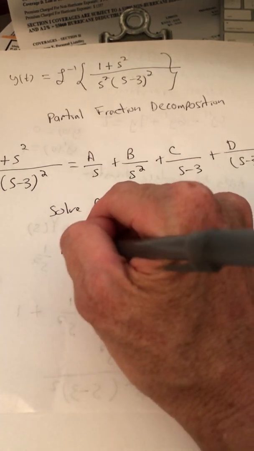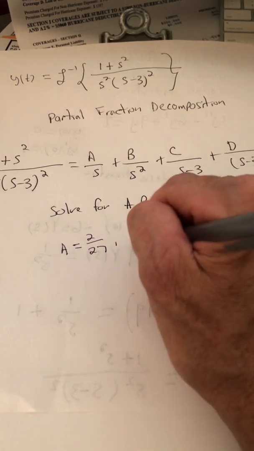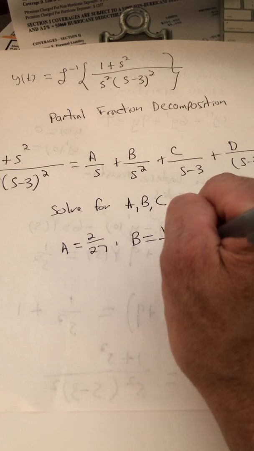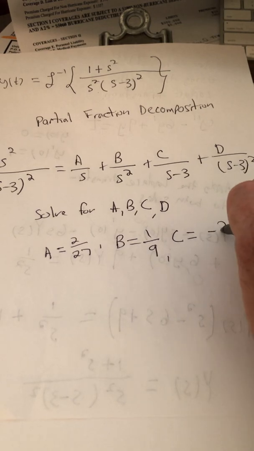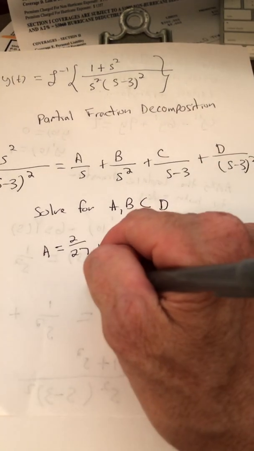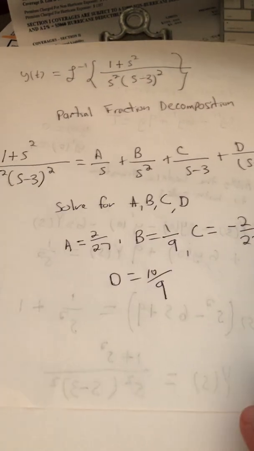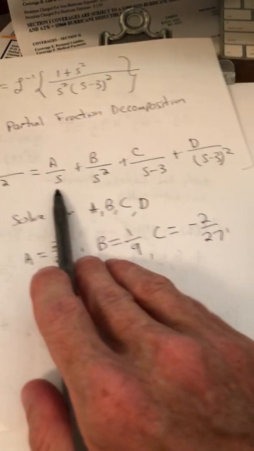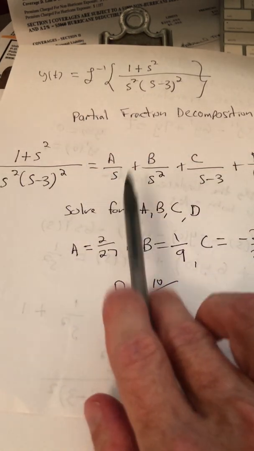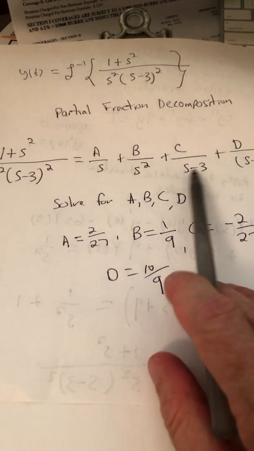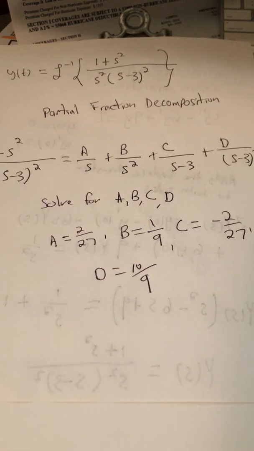It is not difficult. A ends up being 2/27. B ends up being 1/9. C ends up being negative 2/27. And D ends up being 10/9. So, again, this 4-term expression here is our inverse Laplace. We now figured out, you fill in the steps for the algebra, okay? And we now invert using our table and the operational properties.